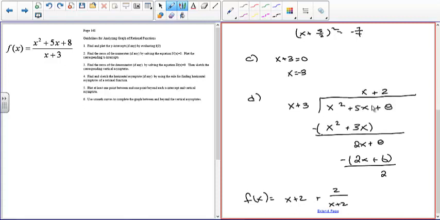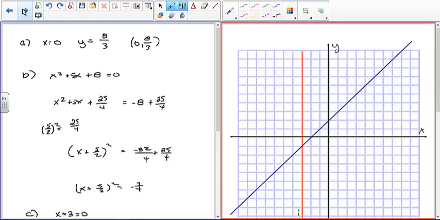plus the remainder. So I get the x plus 2 from here, and then the remainder will be divided by x plus 3. That was the original denominator, x plus 3. So I have a remainder of 2. That's the numerator, divided by x plus 3. So this slant asymptote is y equals x plus 2. So here you can see it. The scale that I'm using here is from -10 to +10.